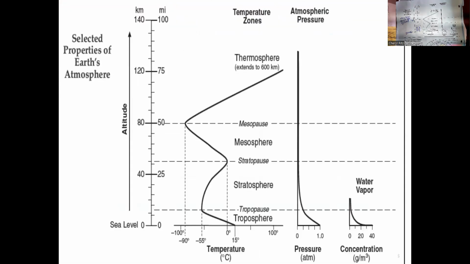Now back to the graph. Temperature graph. You notice this line is zigzagging back and forth. What does that zigzag mean? Let's start at the beginning. When you're standing on the ground here, what's the temperature according to this graph?